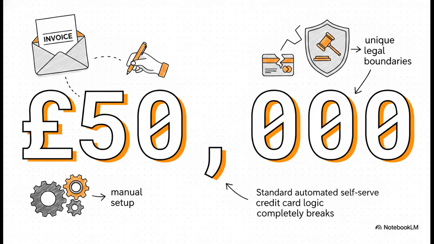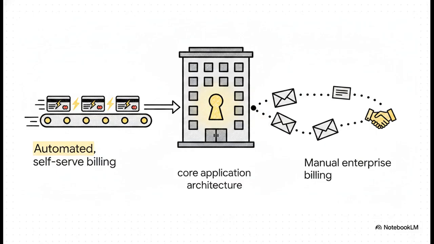They're demanding custom 30-day invoice terms, manual setup, and unique legal boundaries. And the second this happens, your standard automated self-serve credit card logic completely breaks down. Your architecture has to flexibly support both of these worlds simultaneously. Self-service billing is automated, immediate, and card-driven, but enterprise billing relies on manual invoices, offline bank transfers, and delayed payments. Yet, those enterprise users still need immediate access to the application based on custom negotiated usage limits. The system basically has to track offline payments while strictly enforcing custom entitlements inside the application itself. It's a real balancing act.